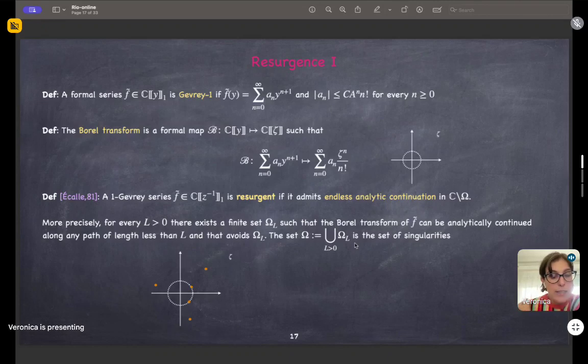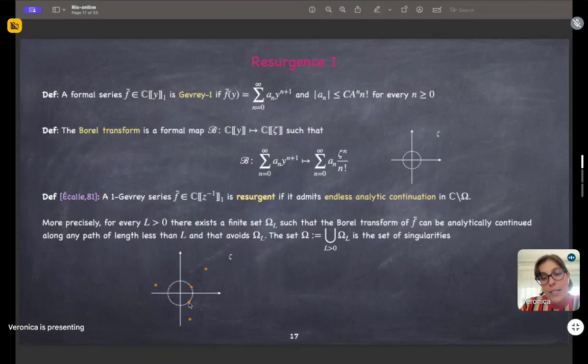And now the definition of resurgent that was introduced by Jean Écalle in the 80s is that a Gevrey series is resurgent if it has endless analytic continuation away from a certain set called the set of singularities. The definition is a bit technical, but let me just try to tell you in words what it means. You start with your formal power series, which has this factorial growth. You divide by factorial, and you get a germ of analytic function at the origin. This means that on this convergent disk, it might have some singularity, for instance, this orange point here.